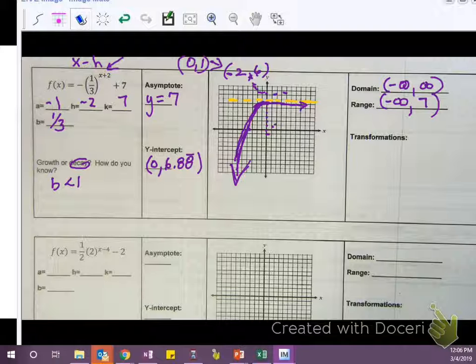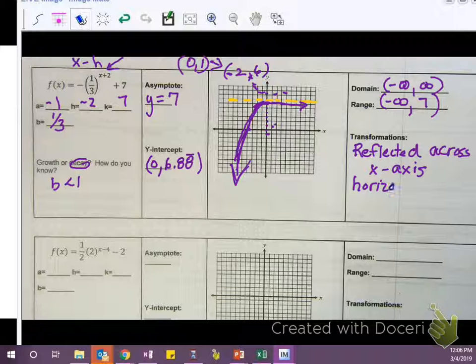All right, so tell me what transformations occurred. What did the minus do? So we reflected across the x-axis. When you tell me your transformations, you must tell me which axis it's reflected across. You can't just tell me it's reflected. You have to tell me it's reflected across the x-axis. What else happened? What did the x plus 2 do? So it was a horizontal shift, or you could just say shift left.